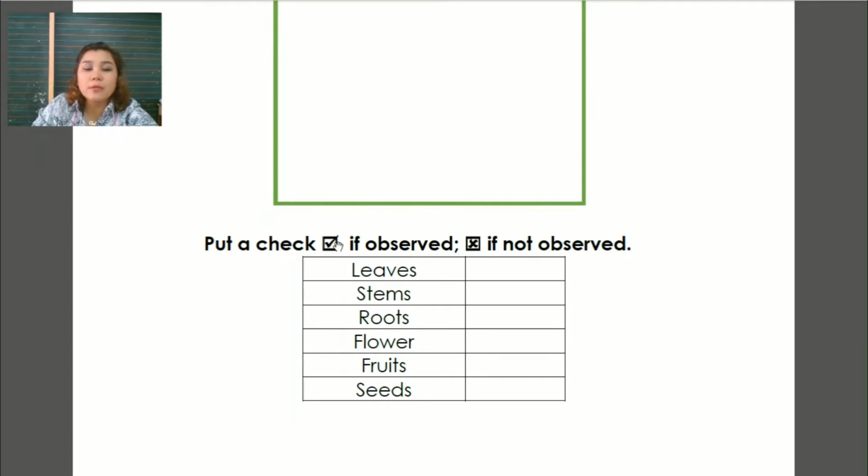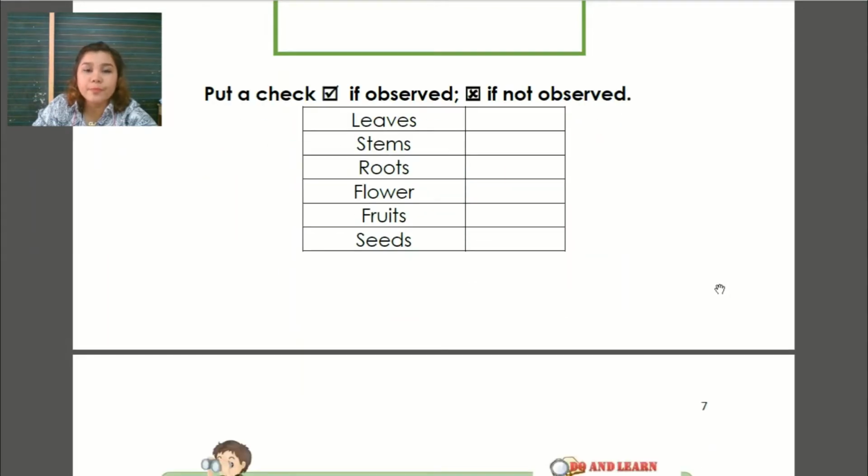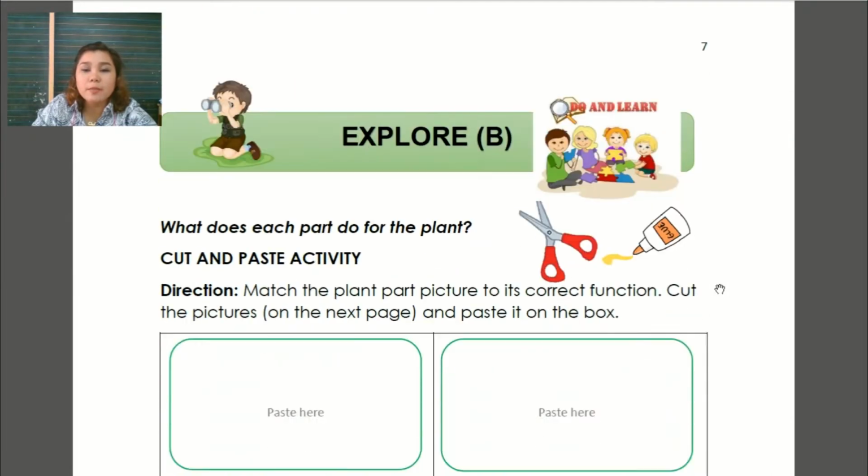Okay, so this one, your answers may vary kasi depende rin sa plants that you chose. So some plants may have all these parts, but others won't have. They don't have. Okay, next page, explore B. For explore B, what does each part do for the plant? So you will be needing a pair of scissors and glue or paste.